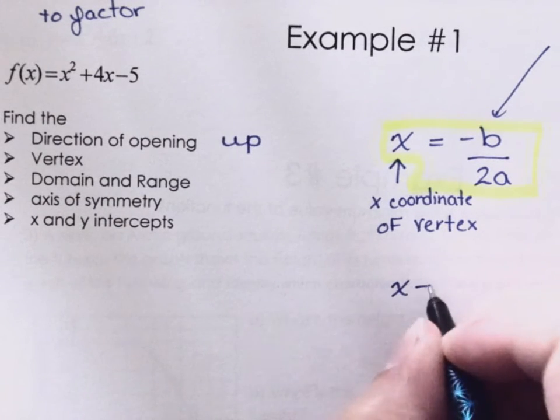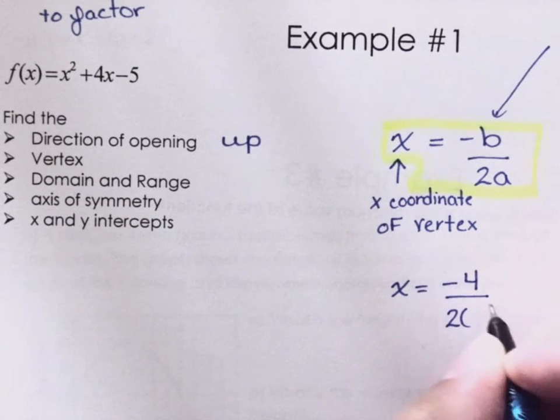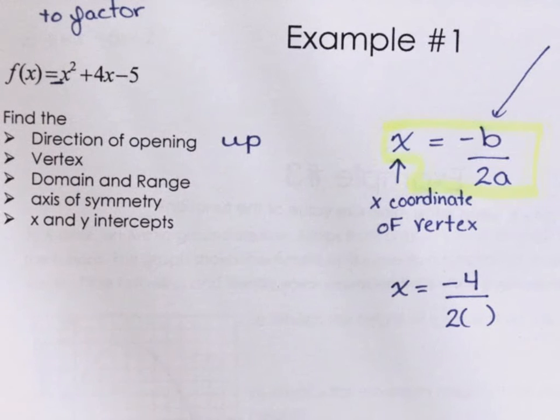So we're going to have x equals negative 4 over 2 times. And what's the a value? What's the coefficient on the x squared? It's the invisible number 1. So x is going to be equal to negative 2. Now that's not my whole vertex. What do I need? When we're talking about a vertex, we're talking about a point on the graph, right? I need my y-coordinate.